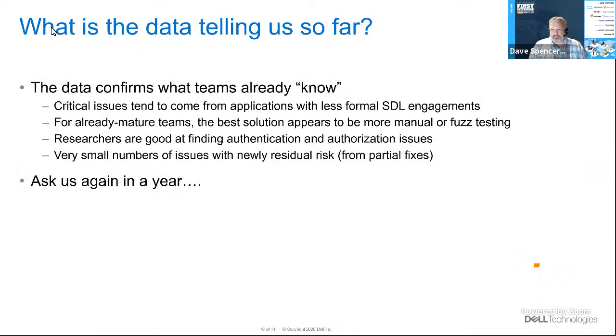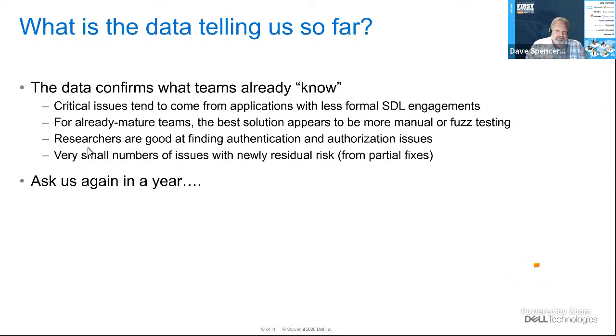So last slide really quickly, what is the data telling us so far? There's not a lot here that should be surprising. This sort of information that we're seeing is stuff that the teams are already pretty aware of. We know that the critical issues that we're facing tend to come from application teams that don't have as formal engagements with our SDL procedures as some others do. We know that for teams that are already pretty mature and following all the right practices, they probably are at a point where they need to optimize that and do more security testing and more fuzz testing.